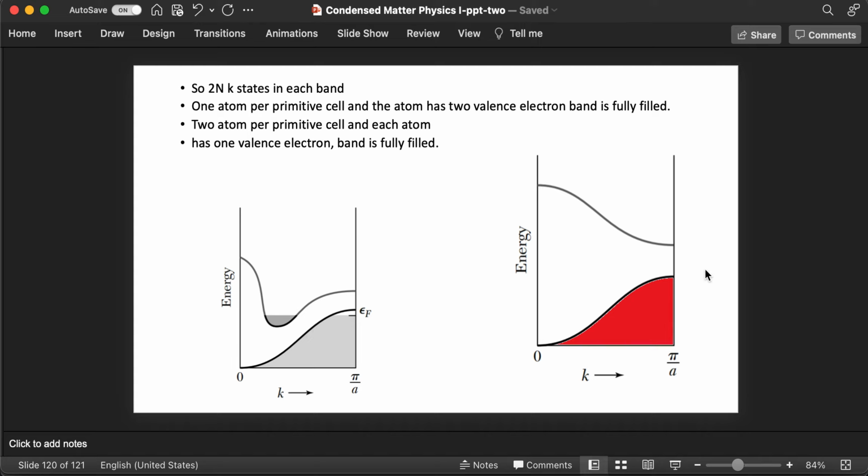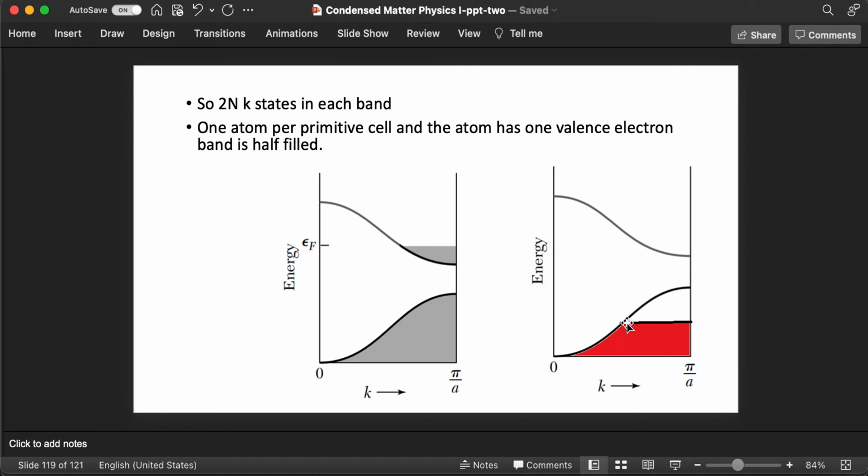Suppose the band is fully filled, and you apply an electric field. It has to be a small electric field, since you can't apply an electric field that destroys the solid itself. It will try to push the electrons, but the electrons have no empty states, and therefore they will not acquire momentum. They cannot go into any state above this.